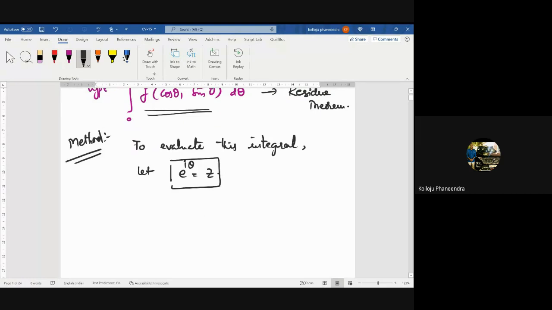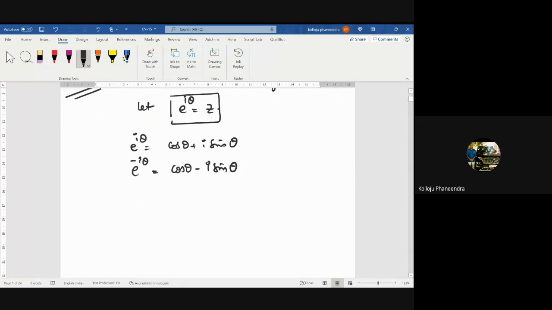So the first assumption is let e power i theta equal to z. Then, you know this logic. e power i theta means cosine theta plus i sine theta. e power minus i theta means cosine theta minus i sine theta. Therefore, what is cosine theta now? By adding these two, I am getting e power i theta plus e power minus i theta by 2, correct?